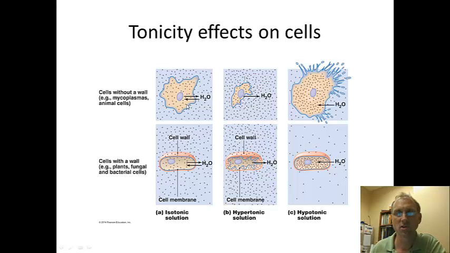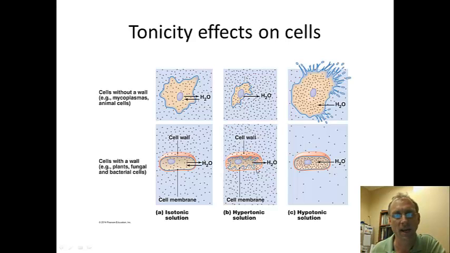If we take this cell and we move it to a new environment where the concentration of salt is very, very high outside of the cell, what happens is the sodium ions cannot easily move across the membrane, but the water does. And what happens is that the water begins to move outside of the cell, from in to out, so that the concentration of salt inside the cell becomes equal to the concentration of salt outside the cell. The result is that the cell begins to shrink and get smaller in size.